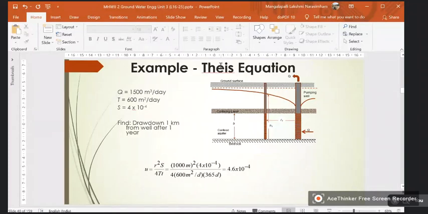So here in this particular example, we have the values of Q, T and S. Q is the discharge, T is the transmissivity and S is the storage coefficient. Now here you are required to calculate the drawdown at a point of 1 kilometer from a well after 1 year. So this is the example.